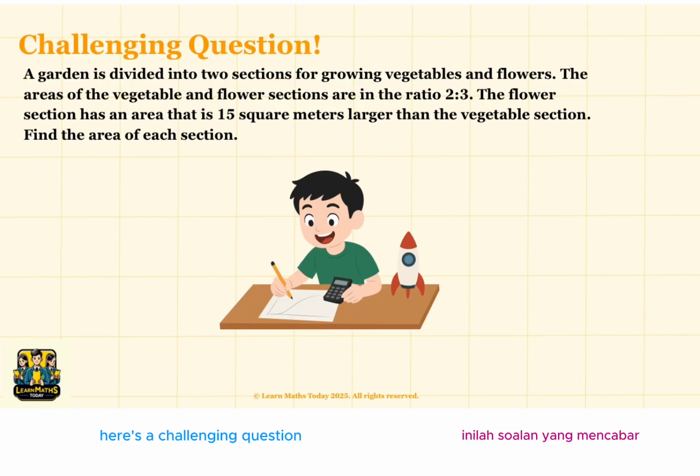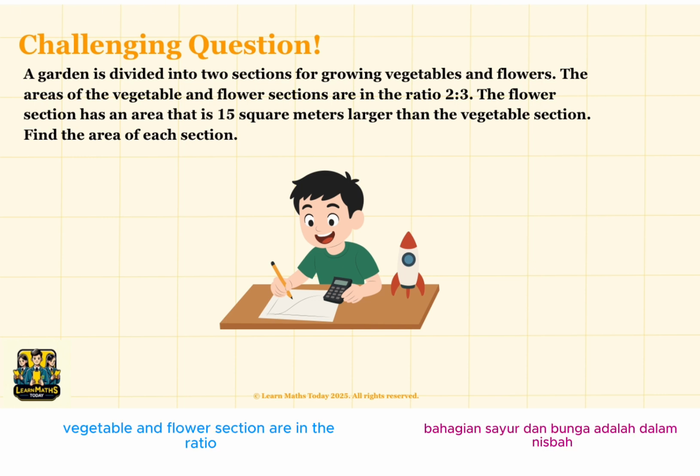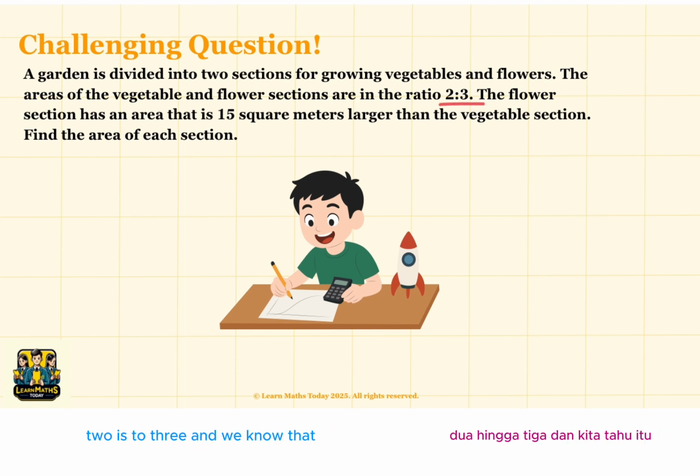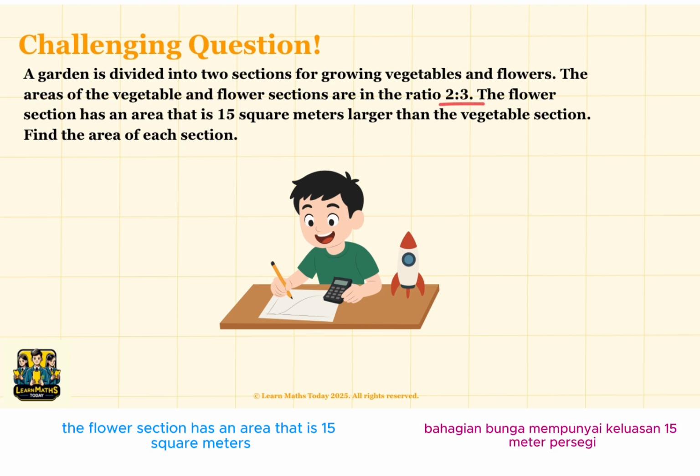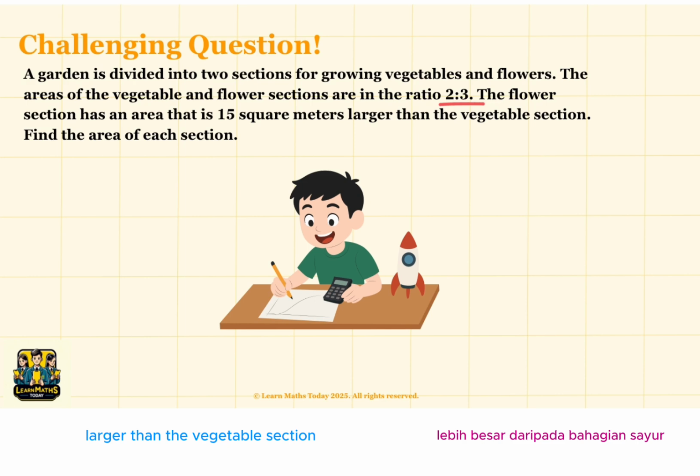Here's a challenging question. A garden is divided into two sections for growing vegetables and flowers. The areas of the vegetable and flower sections are in the ratio 2:3. And we know that the flower section has an area that is 15 square meters larger than the vegetable section. Let us find the area of each section.